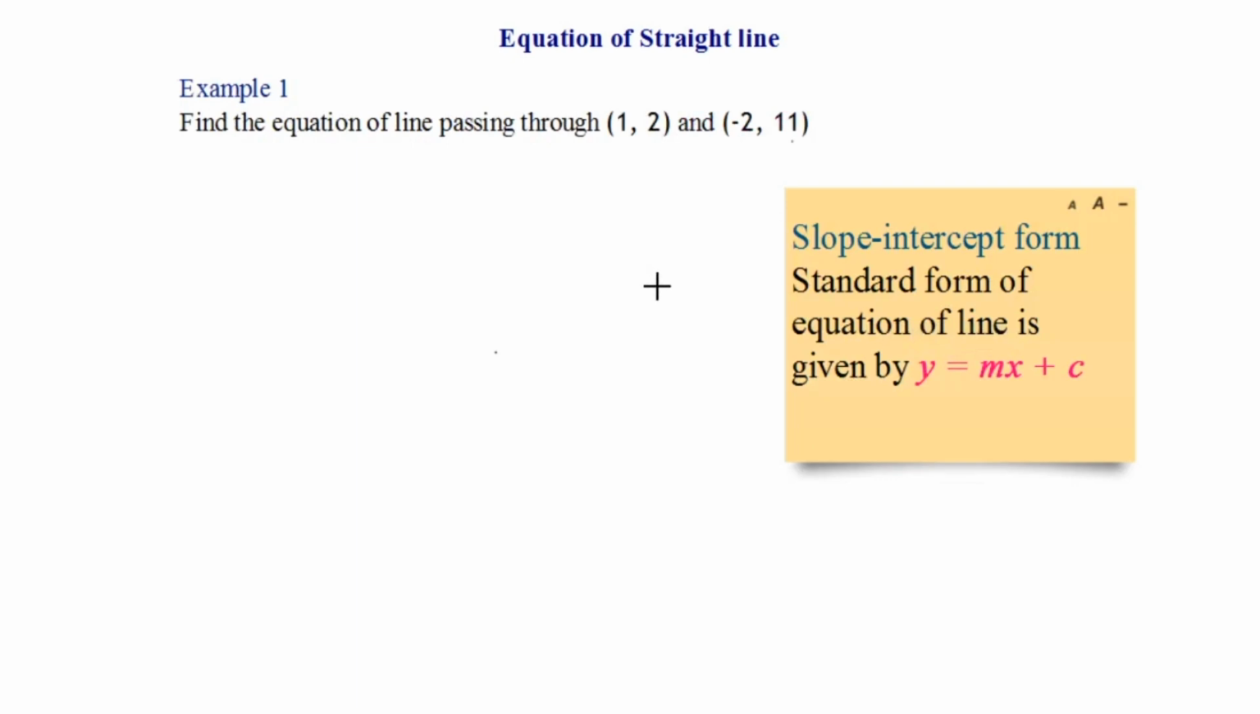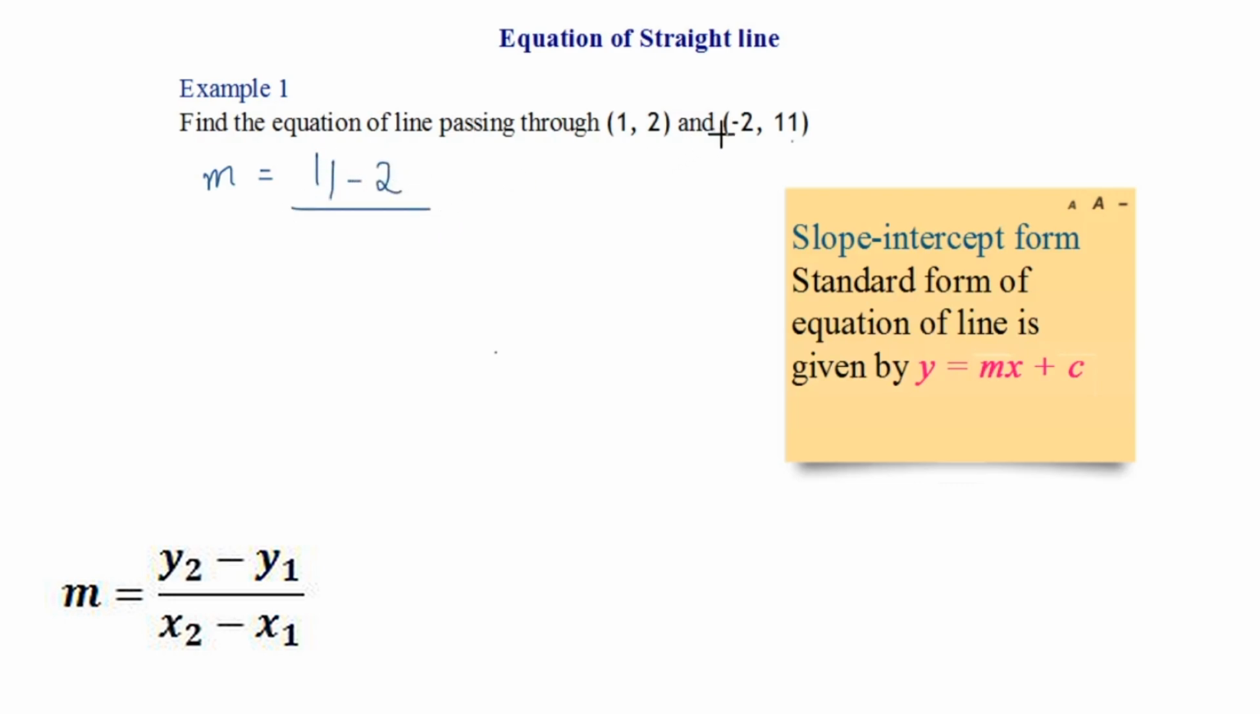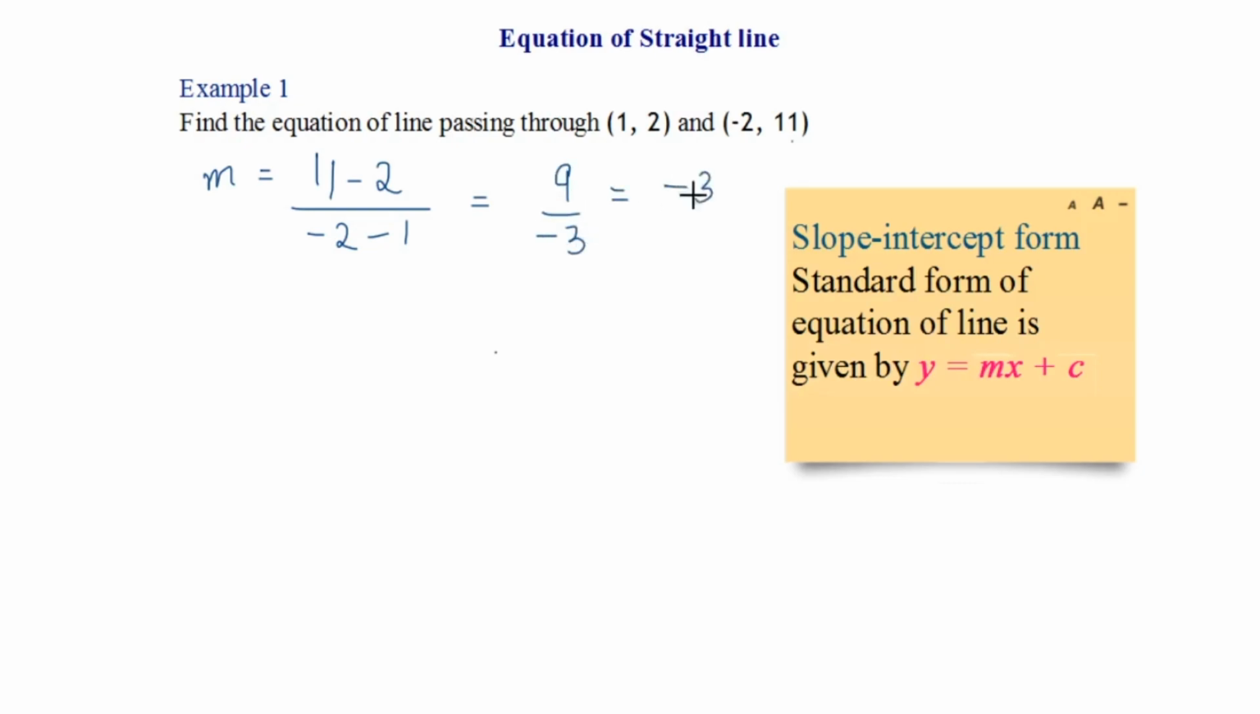Find the equation of a line passing through (1, 2) and (-2, 11). Now, in order to find the equation, we need two things. One is the gradient and the second is y-intercept. We know how to find the gradient. So let's find that first. Gradient in this case will be equal to change in y, that is 11 - 2, upon change in x, that is -2 - 1, which is equal to 9 by -3, that is -3.